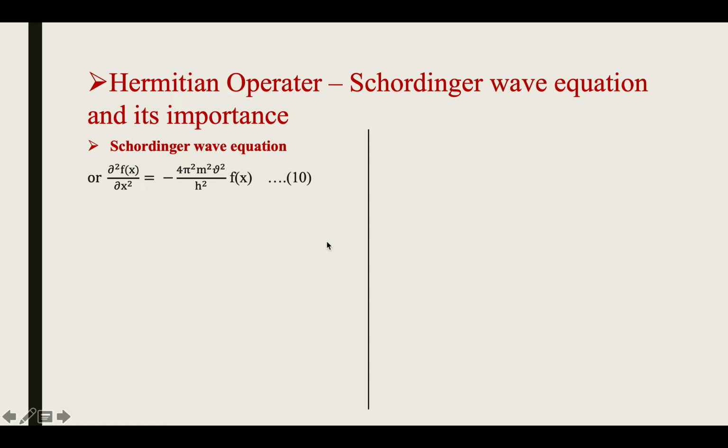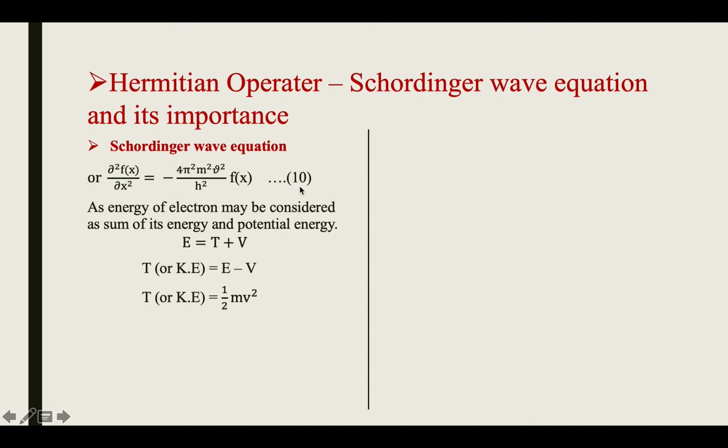Now that equation number 9 you can rewrite in terms of momentum or Planck constant, that is ∂²f(x)/∂x² equal to minus 4π²m²v² divided by h² into f(x). So this will become equation number 10. So the energy of an electron may be considered as the sum of its kinetic energy and potential energy, so E equals T plus V. Here T is nothing but your kinetic energy and V is your potential energy. So if you combine them together, you will get the total energy.